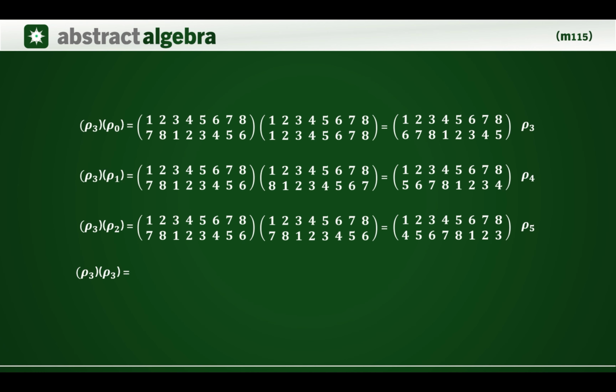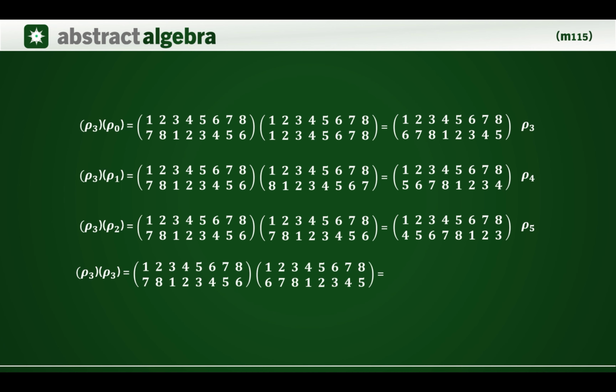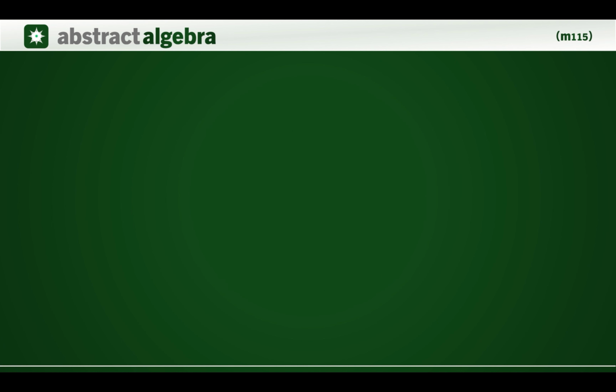Next, we're going to find the composition of rho sub 3 to rho sub 3. So, we are going to map 1 to 6. 6 maps to 4, therefore 1 maps to 3. 2 maps to 7, 7 maps to 5, therefore 2 maps to 4. 3 maps to 8, 8 maps to 6, therefore 3 maps to 5. 4 maps to 1, 1 maps to 7, therefore 4 maps to 7. 8 maps to 5, 5 maps to 3, therefore 8 maps to 3. So the result for the composition of rho sub 3 and rho sub 3 is rho sub 6.